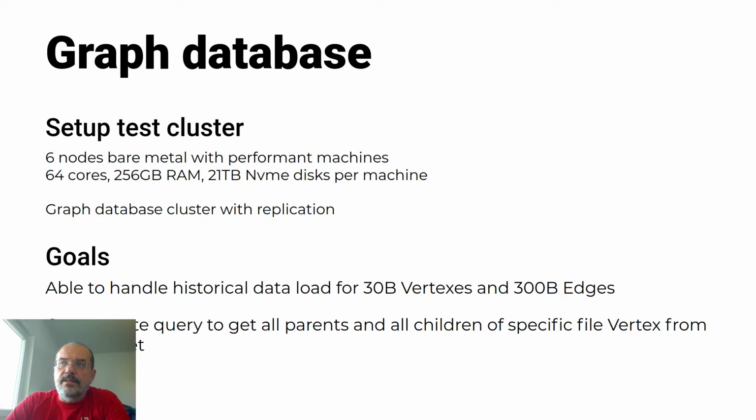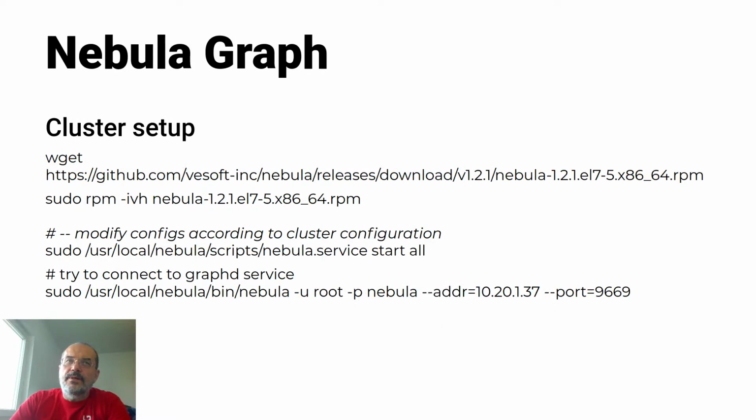Goals we have are very simple. We would like to have a system which will be able to handle historical data load of 30 billion vertices and 300 billion edges, which is a relatively big data set. And a simple requirement is to be able to query relations between the parents and children of the specific file vertex. And that's the very simple requirement we set for the start.